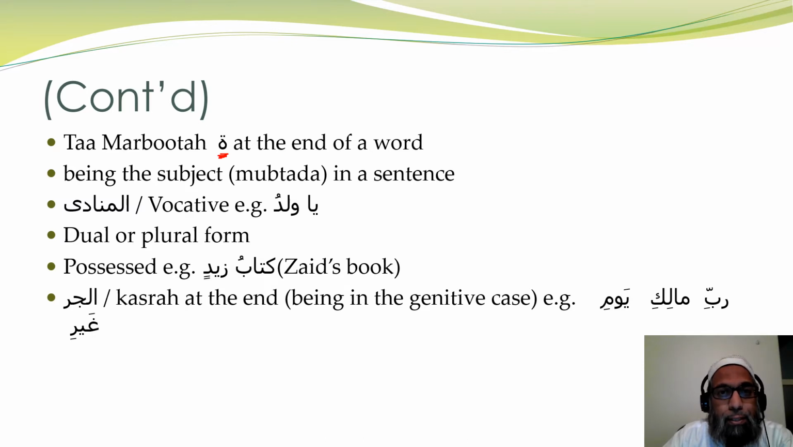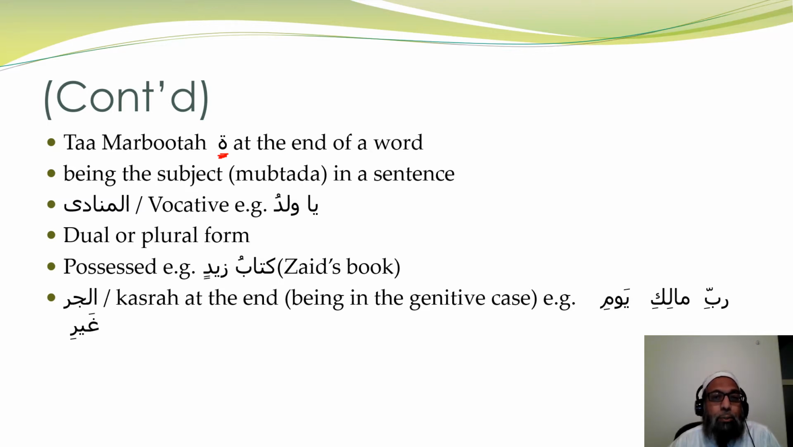It's the rounded ta. If you see that at the end of a word, then you can say for sure, certainly this is a noun. This word is a noun because ta marbuta will not come at the end of a verb. If it is a subject, a mubtada in a sentence, so if it's at the beginning of a sentence and it's the mubtada in the sentence, then that means it's a noun. And we'll learn more about that as we move forward. You don't have to stress over it right now. So don't worry about it right now.